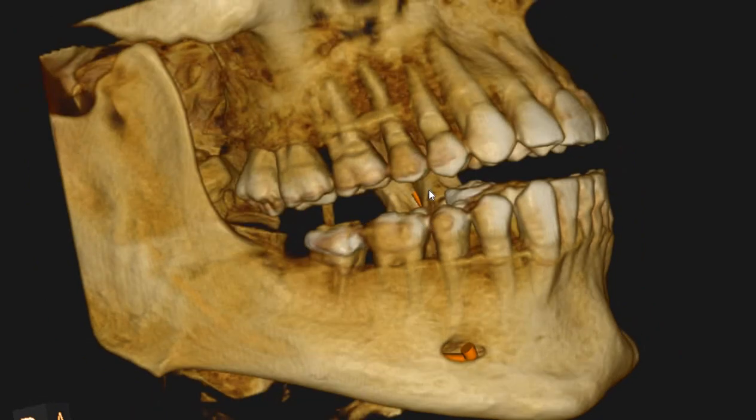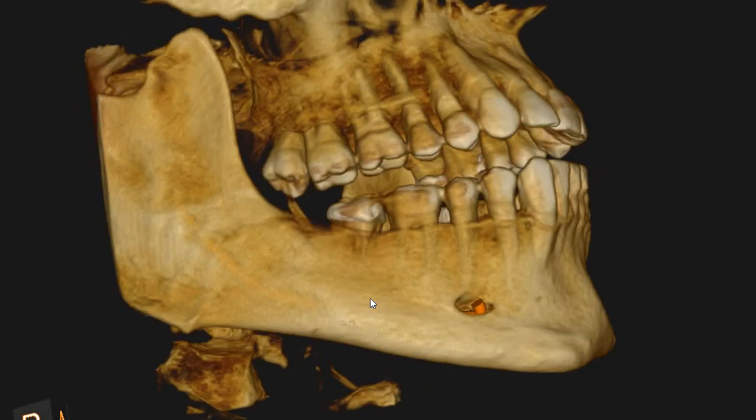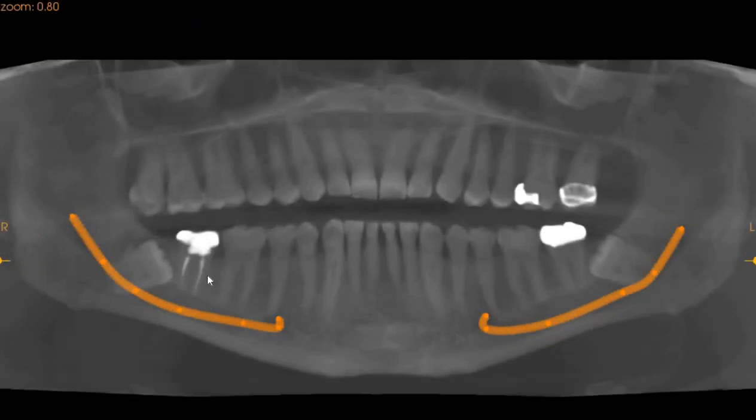This is the CBCT of the patient that you had requested. The area of interest is the lower right second molar and the lower right third molar. Now, on the panoramic view, we can see that the lower right second molar is root canal treated. We've got the lower right third molar, which is completely impacted into the bone. It is mesioangular and it is very closely associated with the inferior alveolar nerve.